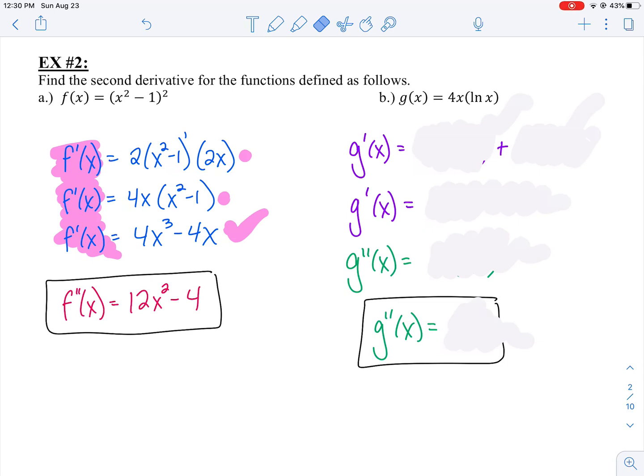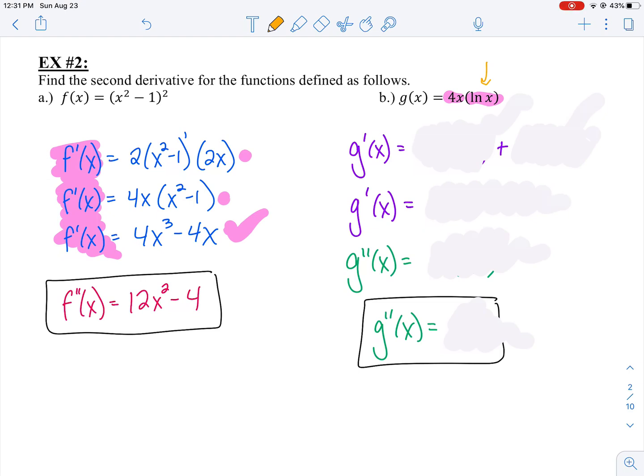b gives us a function, g of x, and it says here that we have 4x times the natural log of x. Hopefully you saw that we have two functions, two things with variables that are being multiplied together. So what derivative rules will we have to use here? Well, this looks like a product rule, and within that product rule, hopefully you remember what the natural log derivative rules are also. Product rule says the first, which is our 4x, times the derivative of the second.